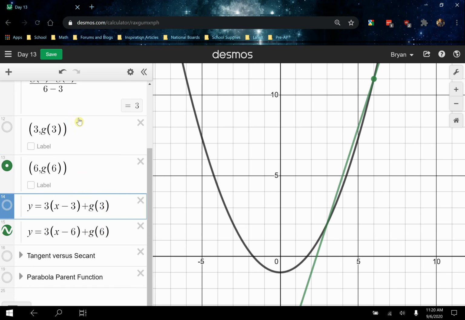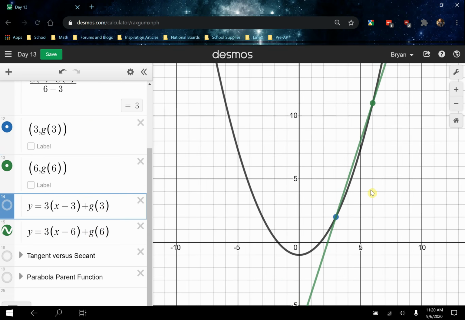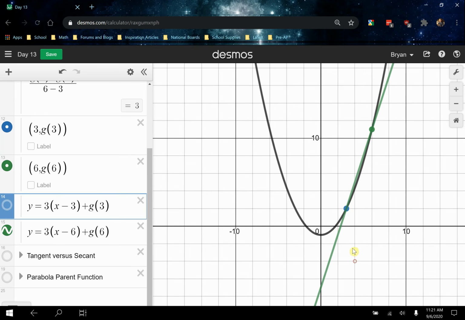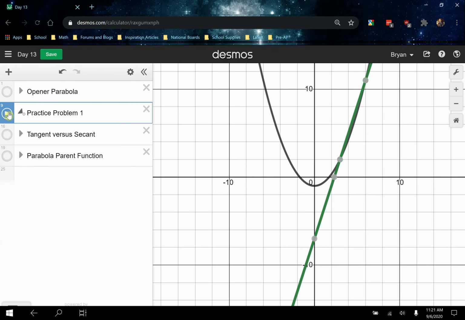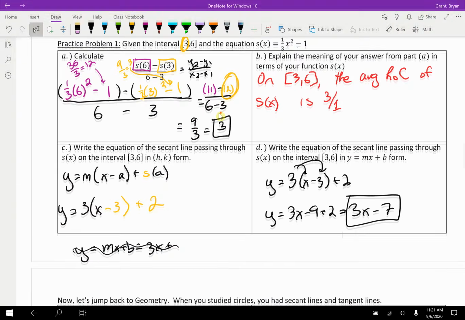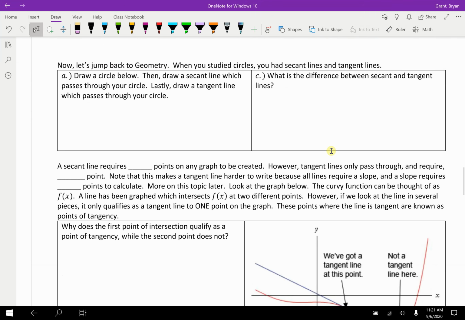And you can see that same thing here. It still cuts through those 2 points on the parabola, right? If I zoom out, you can see a nice line that cuts through, goes all the way down to a y-intercept of -7. So I think we did just fine. Okay, let's go ahead and skip to that next page and see where this crazy adventure's taken us.